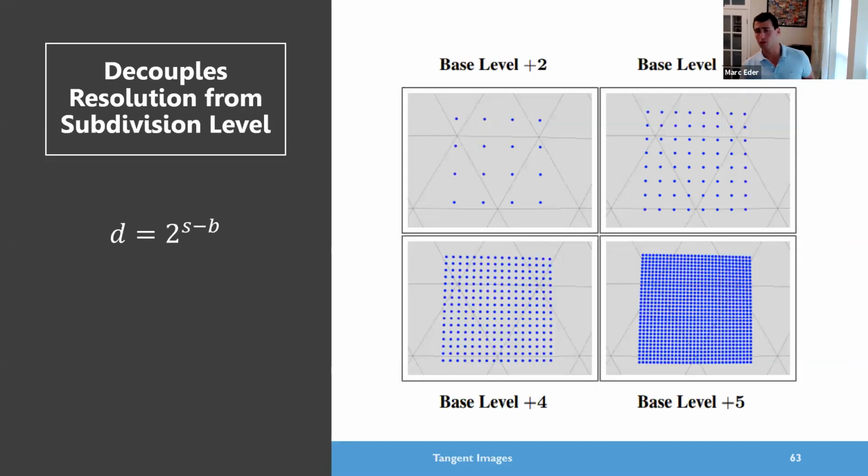And I want you to just notice this relationship again, because just like image upsampling and downsampling, and just like subdivision, with this relationship, we're able to scale up and down by a factor of 4 each time. So this 2 to the S minus B is each dimension of our tangent image. So it's this squared, which gives us 4 to the S minus B. So this is nice. It allows us to keep that existing factor of 4 paradigm that we like so much.